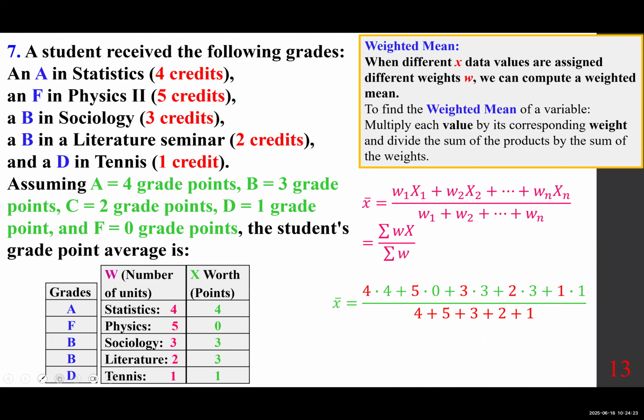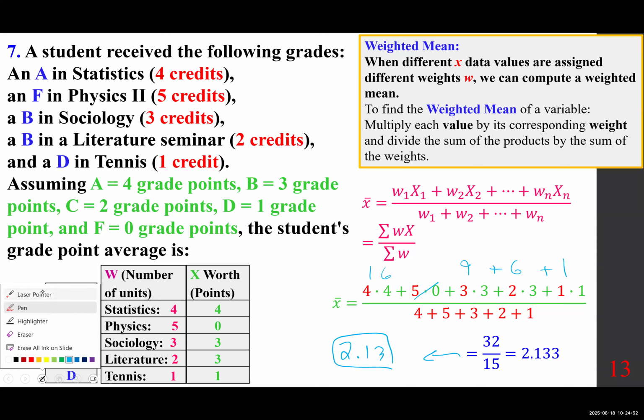Of course, 16, this is 0, this is 9, 6 and 1, we get 32 divided by 15, about 2.133. Normally we report with 2 decimals. So probably this would be the answer, but just follow the instruction.